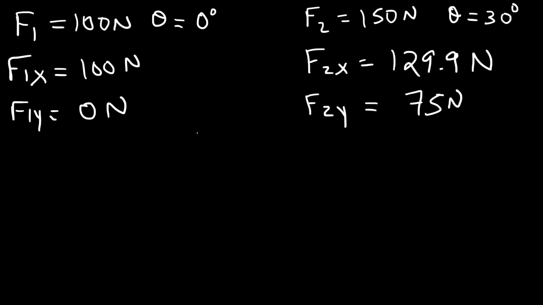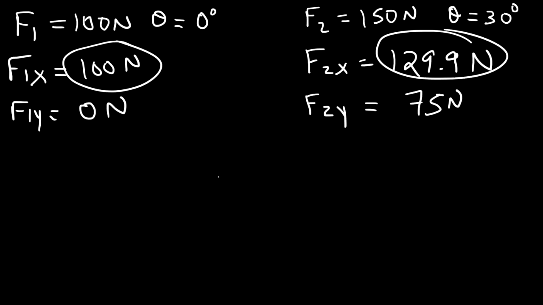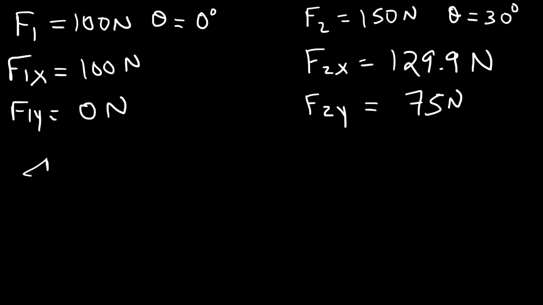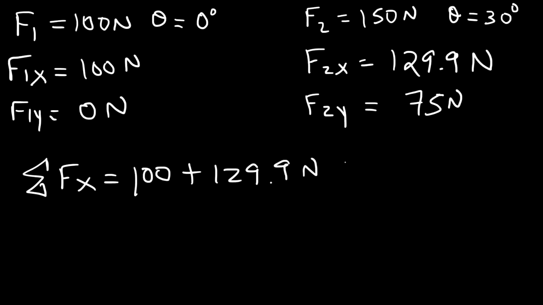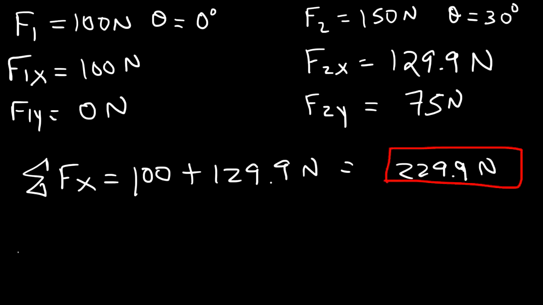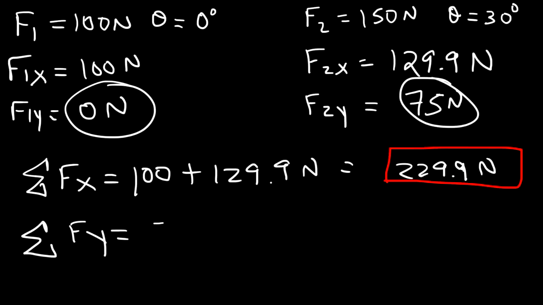Now what we need to do is add up the x components. So if we add those two values, the sum of the forces in the x direction is going to be 100 plus 129.9. So that's going to be 229.9. And then we need to find the sum of the forces in the y direction, which is just 0 plus 75, so that's simply 75. So f of x is 229.9 newtons, and f of y is simply 75 newtons.